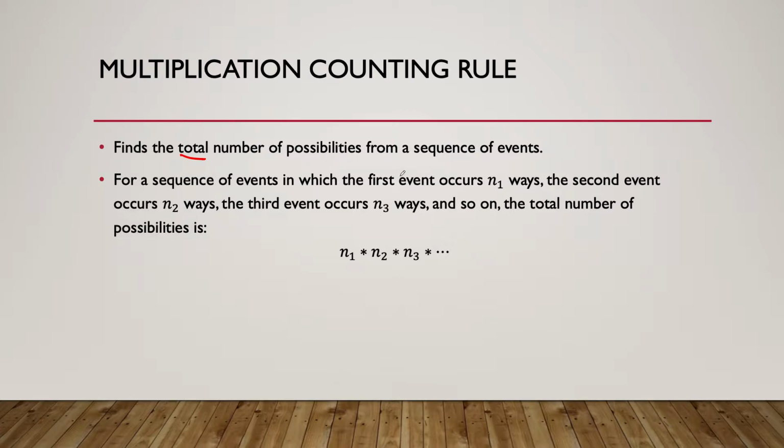For a sequence of events in which the first event occurs n sub 1 ways, the second event occurs n sub 2 ways, the third event occurs n sub 3 ways, and so on, the total number of possibilities, we can just multiply all of them together: n sub 1 times n sub 2 times n sub 3 times whatever number of events that we have and the ways in which they could occur.